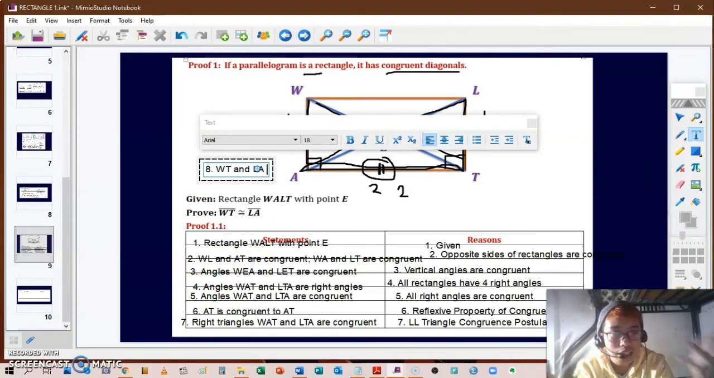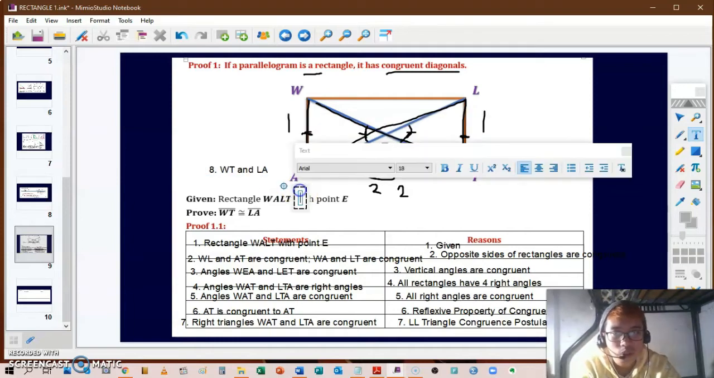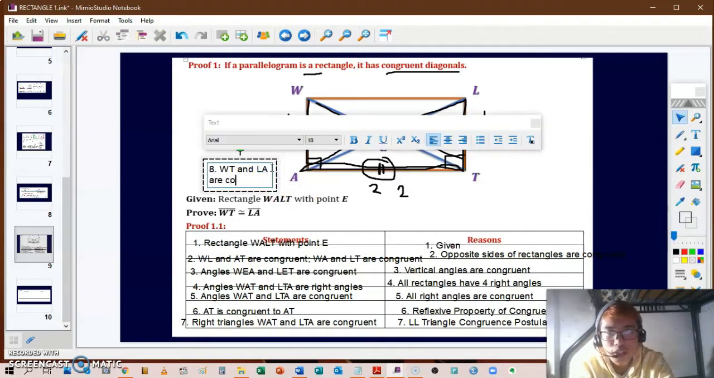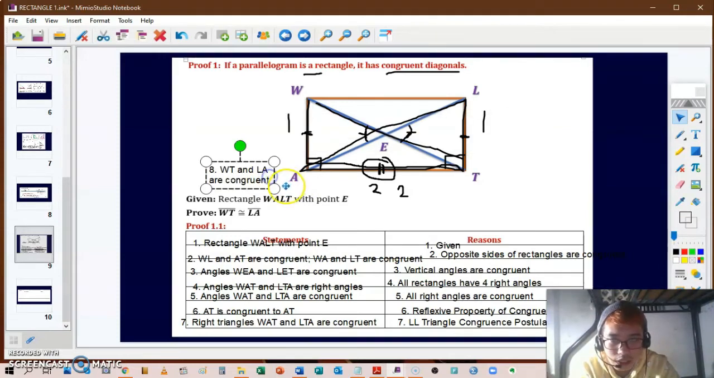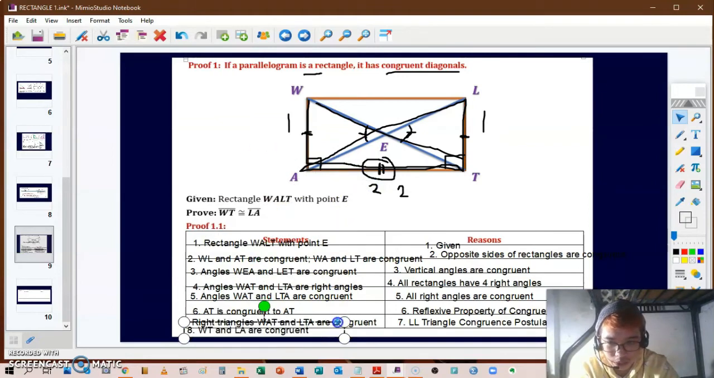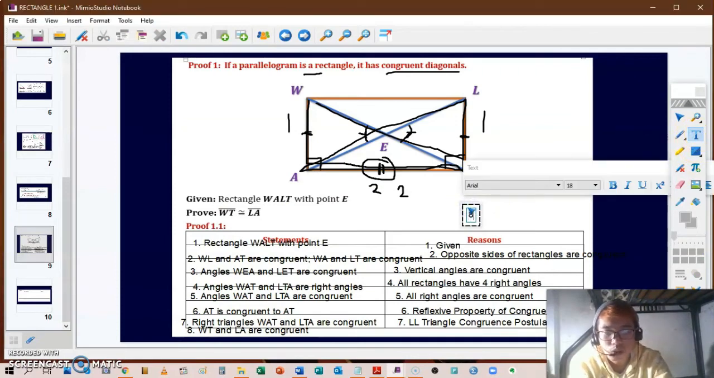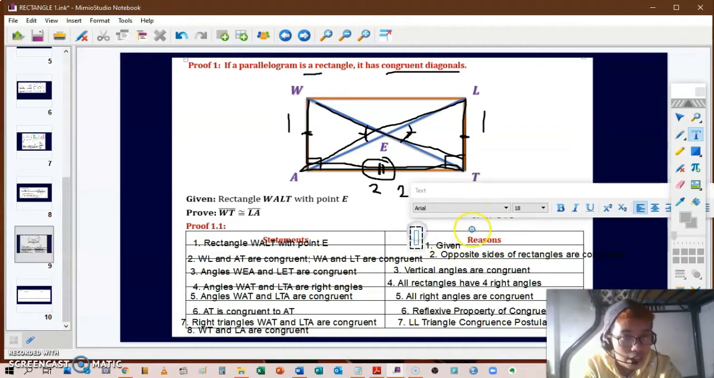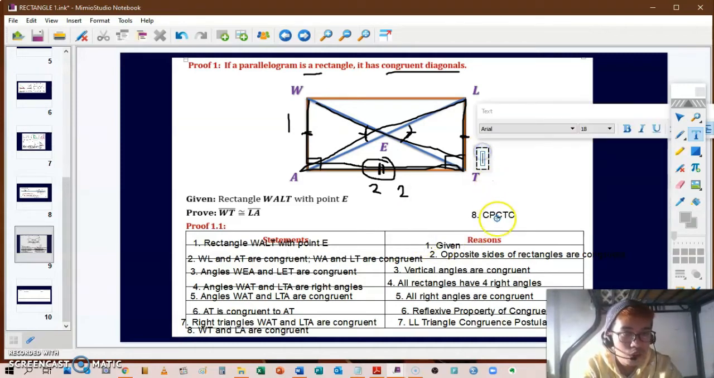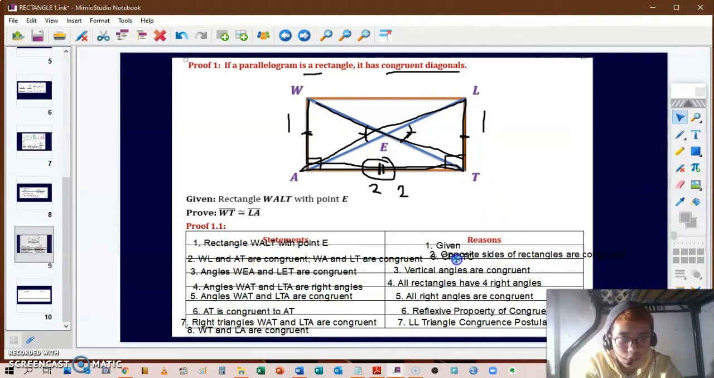LA are congruent, or the diagonals of this rectangle are congruent. So what's our justification or proof for that? For number 8, we can say that they are congruent using CPCTC, or the corresponding parts of congruent triangles are congruent, because we've already shown that the triangles are congruent. Therefore for number 8 we can conclude that both of those diagonals are congruent.